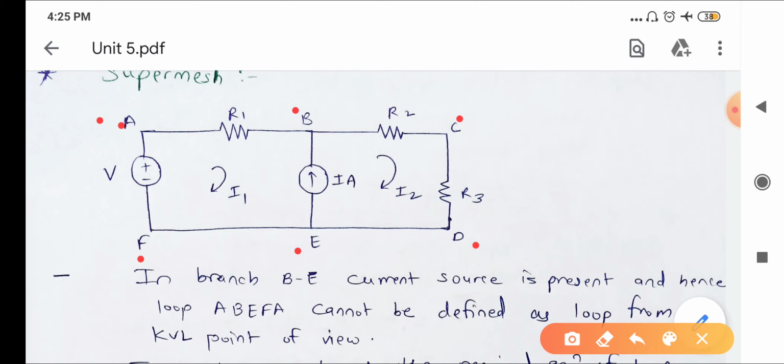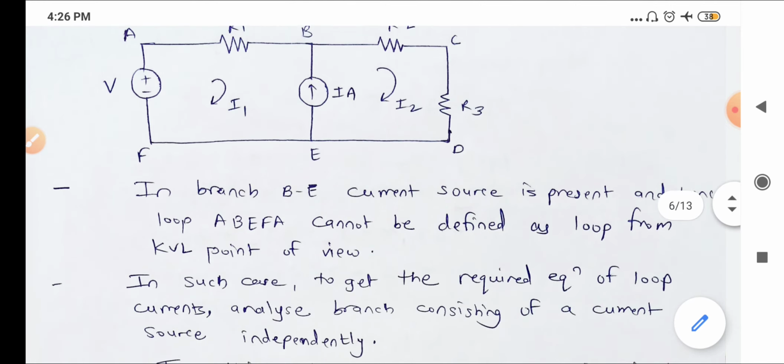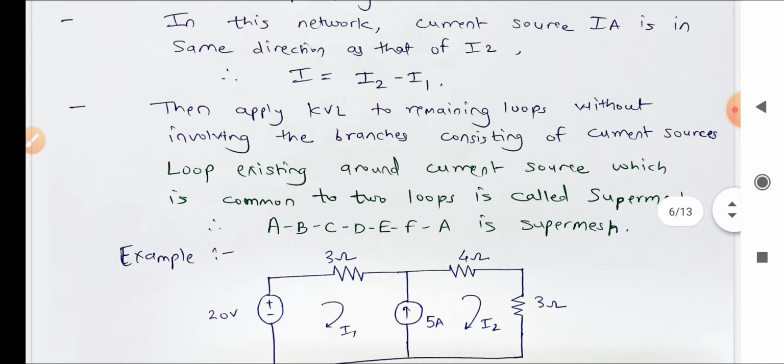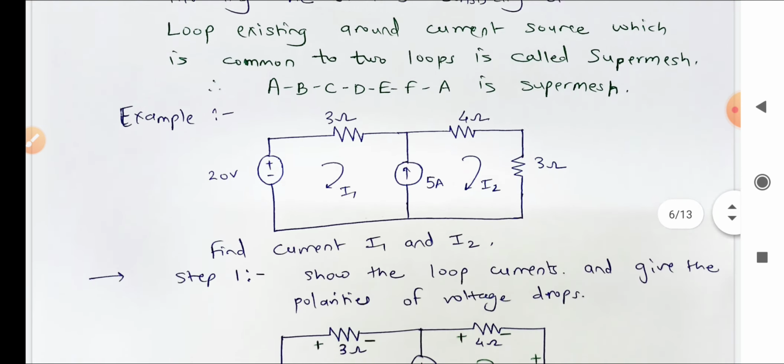Okay, and we are going to apply KVL to this super mesh. Before applying the KVL, we are going to assign signs to each and every element according to the flow of current, and by giving all the sign conventions, after that we are going to write the equation. So here I is equal to I2 minus I1, this will be our super mesh.